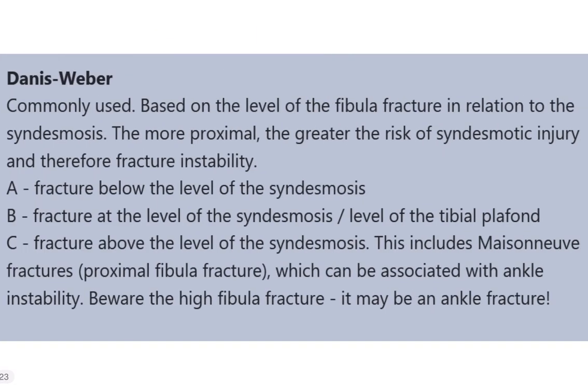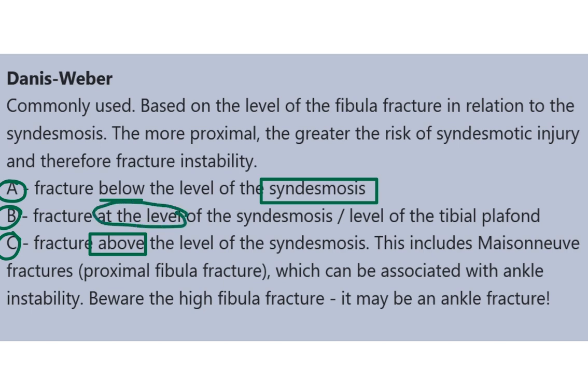So let's see, this is the Danis-Weber classification. They are classified into A, B and C. In case of A, the fracture is below the level of the syndesmosis, and when it is above the level of the syndesmosis, it is type C, and when it is at the level of the syndesmosis, it is known as type B. So type B is at the level of the syndesmosis; when it goes below, it is A, and when it goes upward, it is C. And this classification is very, very important because it has significance in the management.